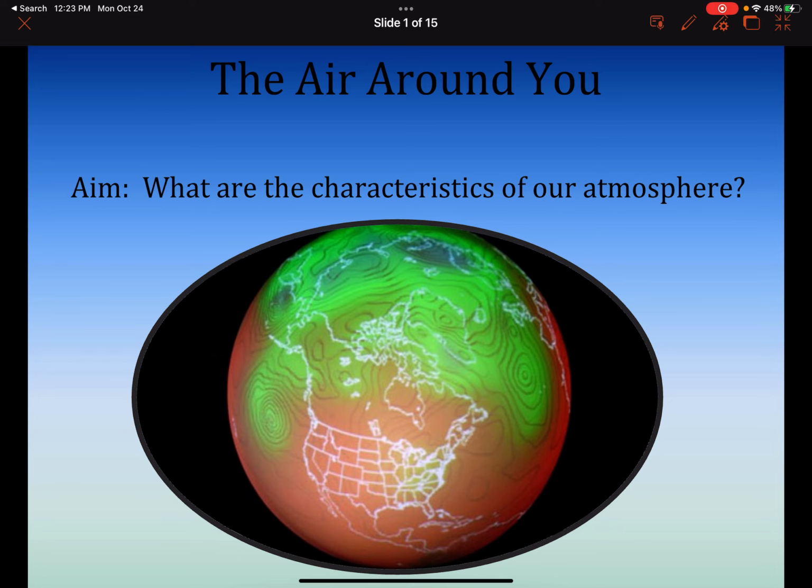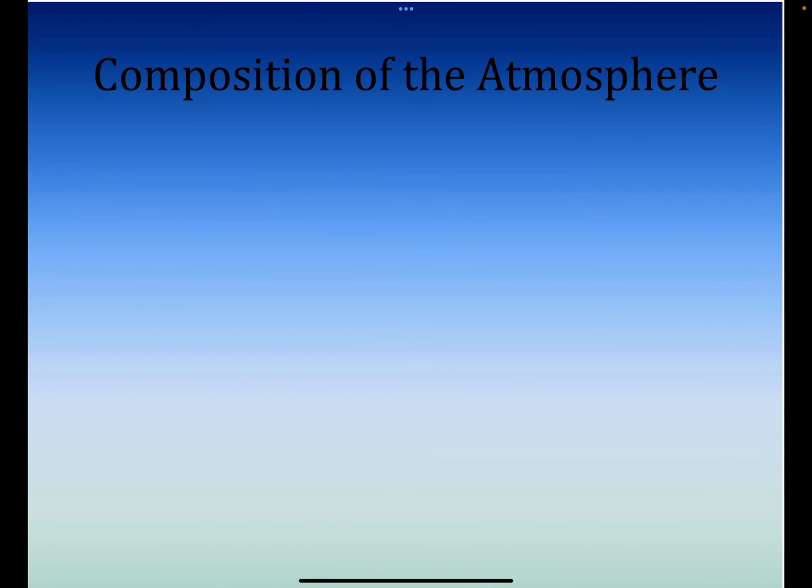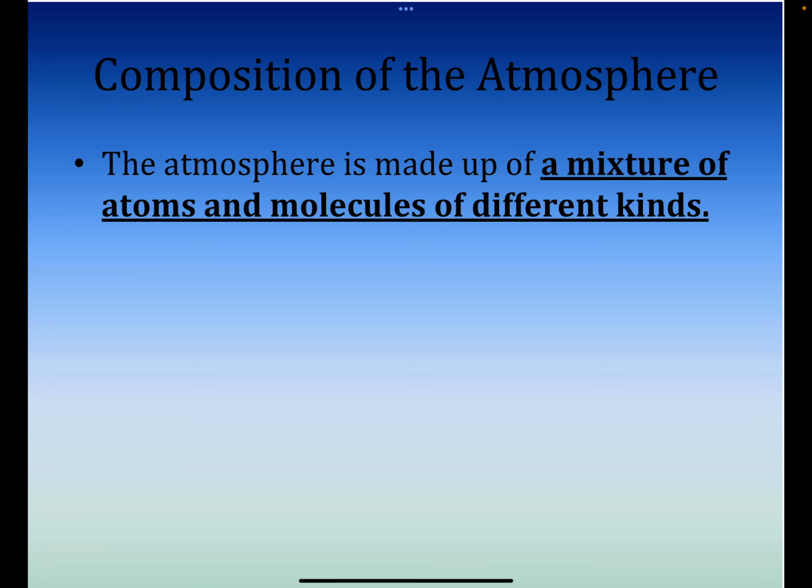Otherwise, let us begin. All right, so we're going to go through the composition of our atmosphere, and we're going to look at some characteristics of our atmosphere. So let's begin with what the atmosphere is made of. The atmosphere is made of a mixture of atoms and molecules of different kinds. So let's talk about two terms, atom and molecule.